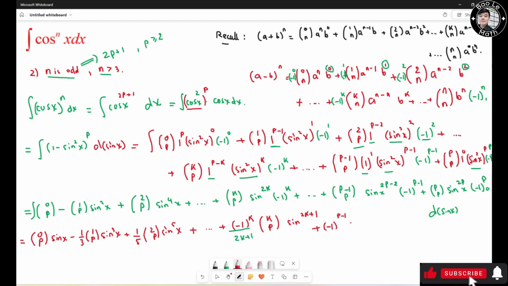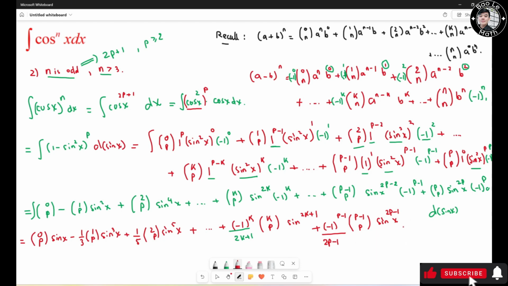Then this one right here we need to rewrite, the combination of p minus 1, p, sine to the 2p minus 2 of s. It turns out to be sine 2p minus 2 plus 1, which is going to be 2p minus 1 of s, and then you need to divide by 2p minus 1.